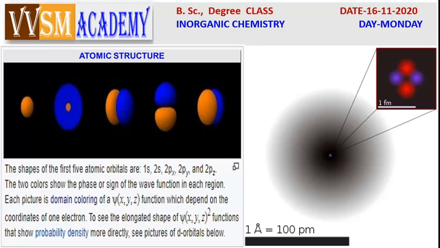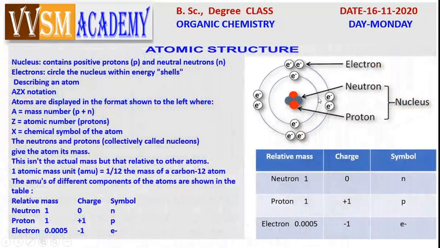The shapes of the first five atomic orbitals are 1s, 2s. Before going to explain these things, my dear friends, you should know about the atomic structure. Now, in this atomic structure, I would like to tell about the arrangement of electrons, the distribution of electrons in the atom. Atom as a whole consists of electrons, protons and neutrons. The protons and neutrons are packed together in the nucleus. The electrons revolve round the nucleus of an atom, like the planets revolving round the sun, the analogy as I discussed previously. Another important thing is that the electrons are the fundamental particles which play a predominant role in atomic physics. This is the important thing you should know.